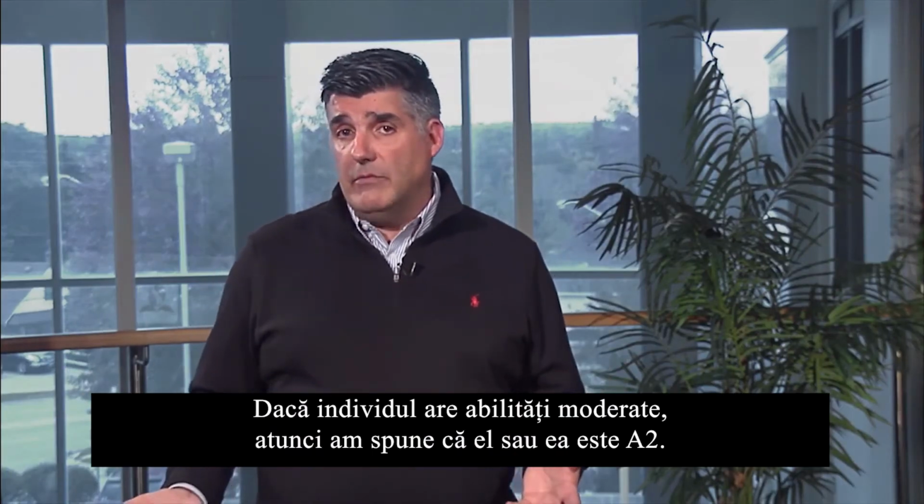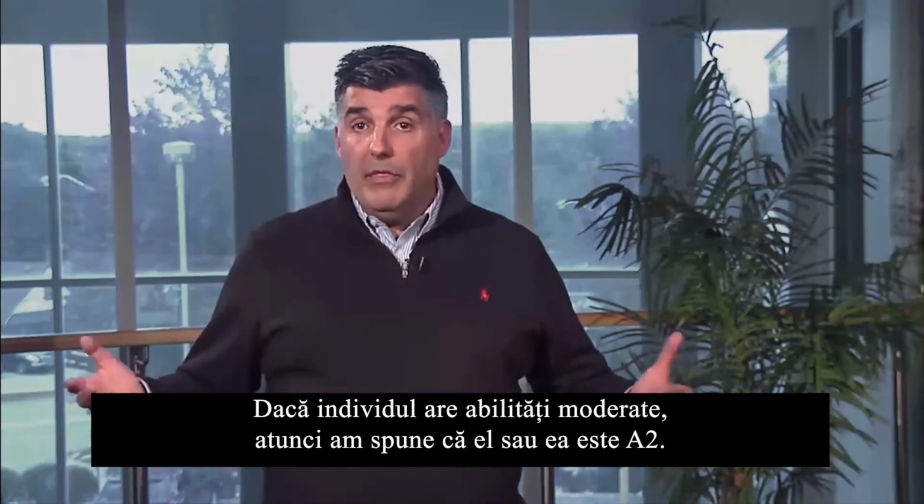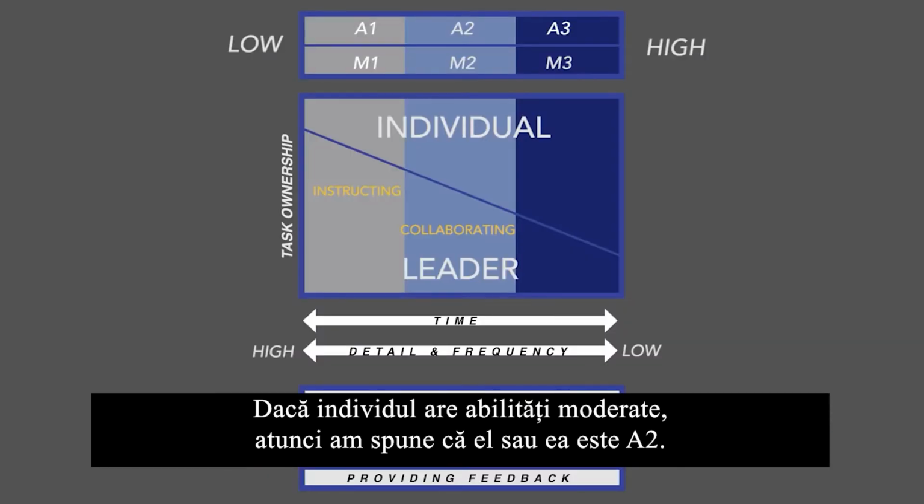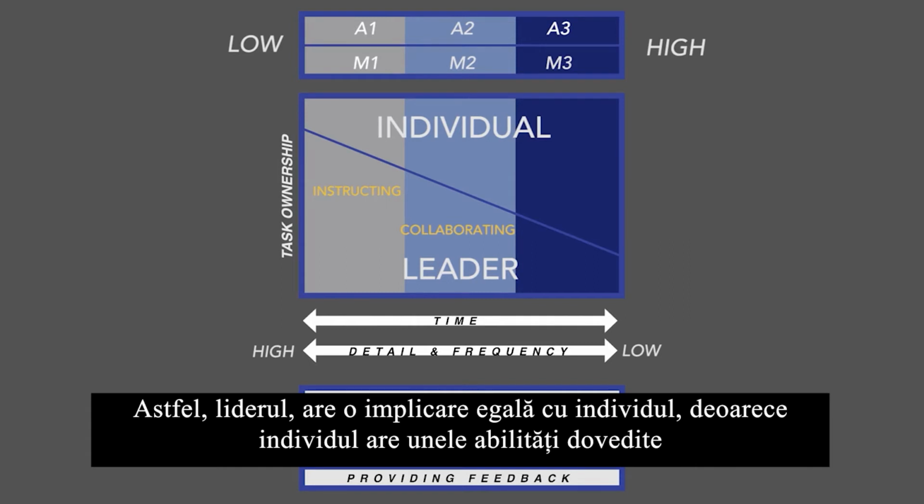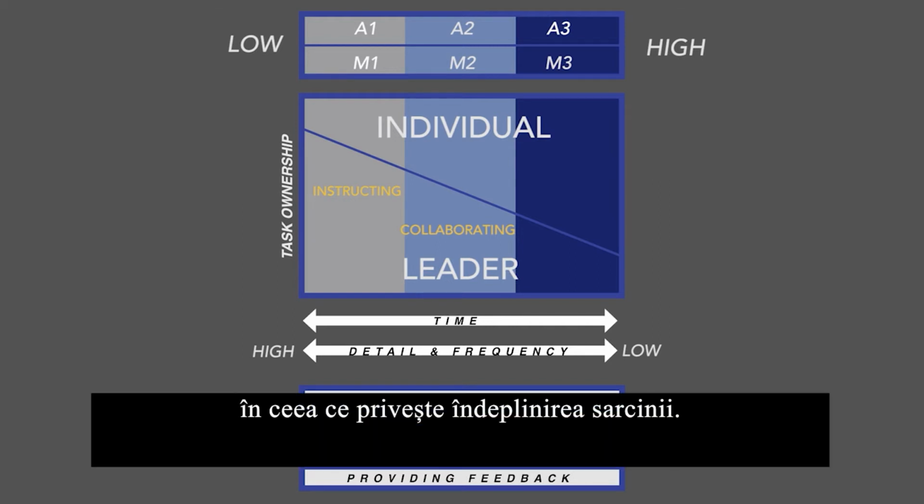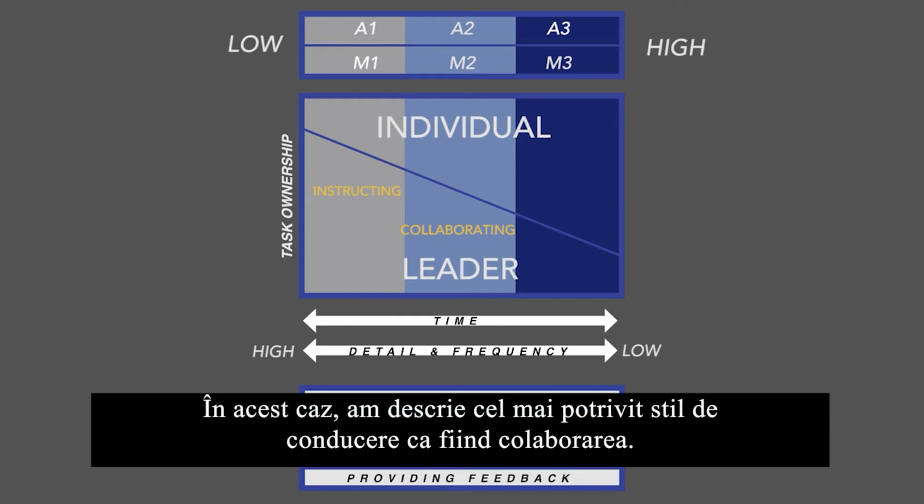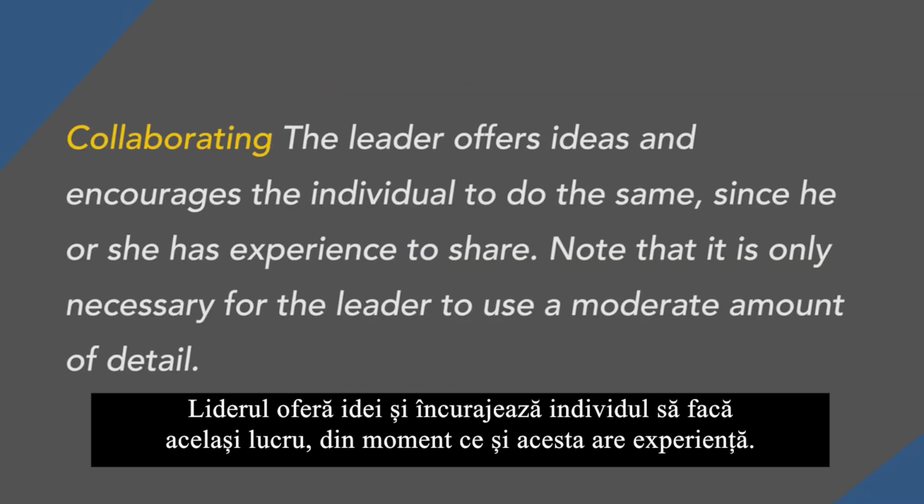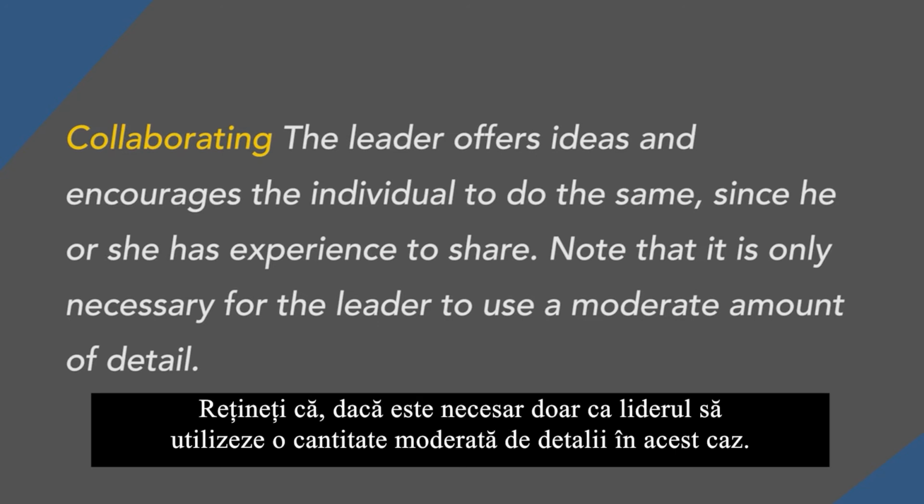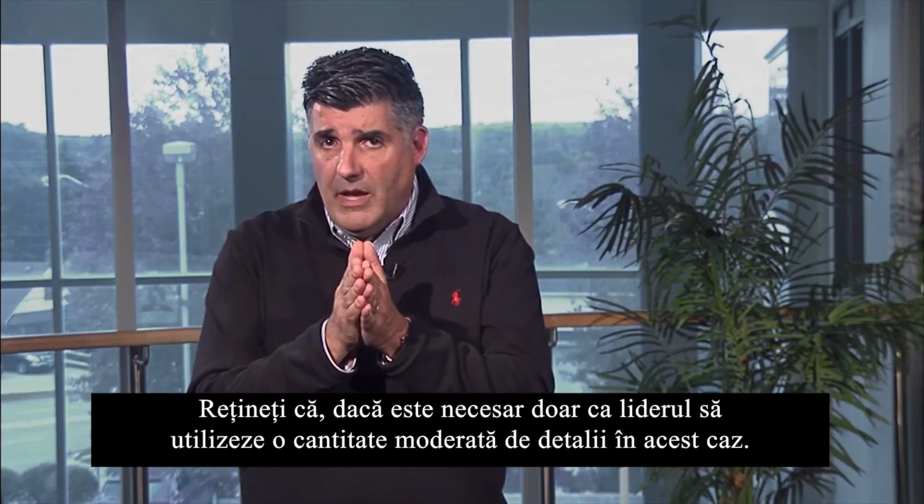If the individual has moderate amounts of ability, well then we would say that he or she is A2. Thus, the leader essentially co-owns the task with the individual because the individual has some proven abilities in terms of performing the task. In this case, we describe the most appropriate leadership style as collaborating. The leader offers ideas and encourages the individual to do the same, since he or she has the experience to share. Note that it is only necessary that the leader use a moderate amount of detail in this case.